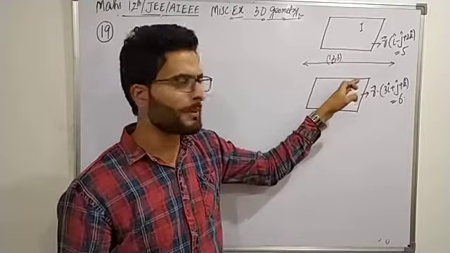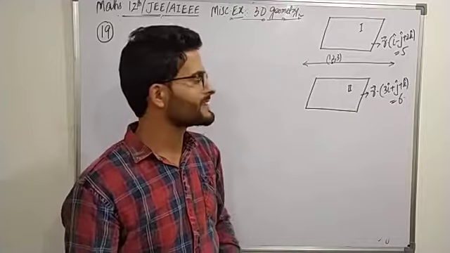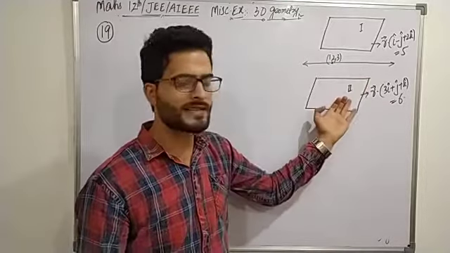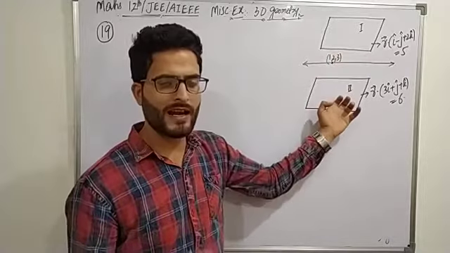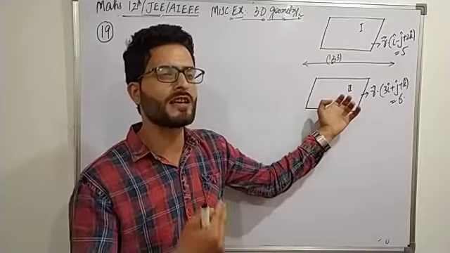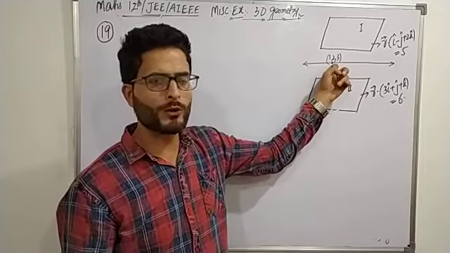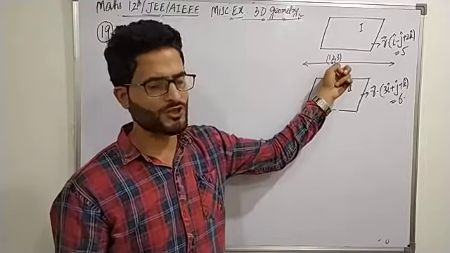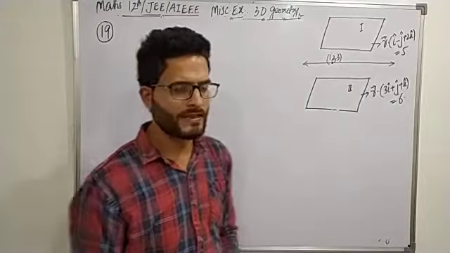parallel to both the planes, first and second. When it is parallel to both the planes, that means the planes first and second are parallel planes. So we have two parallel planes, first and second, and in between we have a line which is parallel to both the planes, and that line is passing through the point (1, 2, 3). We need to find its equation. So first we are going to discuss the equations of the two planes.